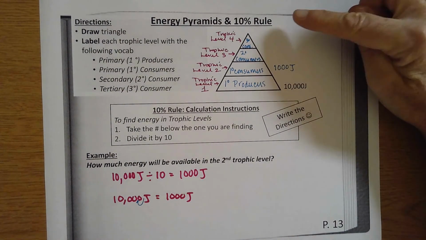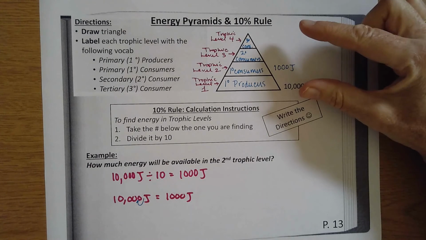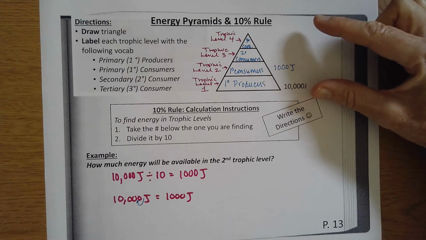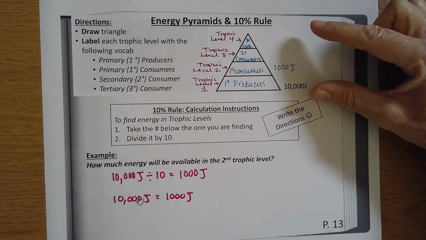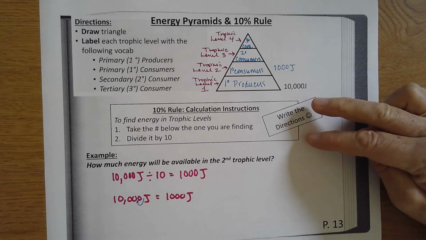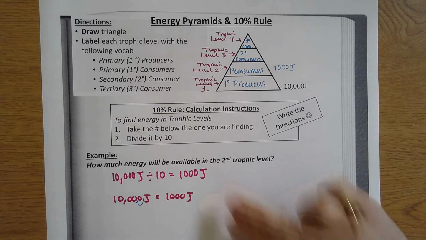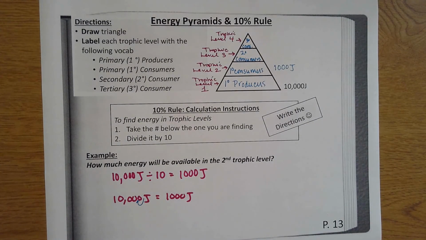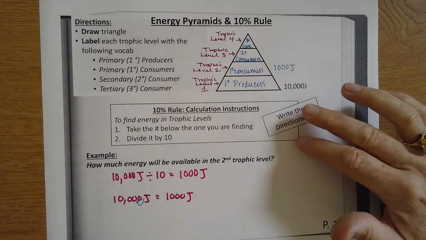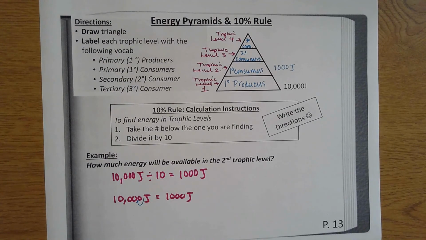So we just labeled this energy pyramid with the trophic levels and the vocabulary for producer and consumer, as well as had the directions for calculating the 10% rule, and an example of how to complete this math to figure out how much energy will be available at the next trophic level.